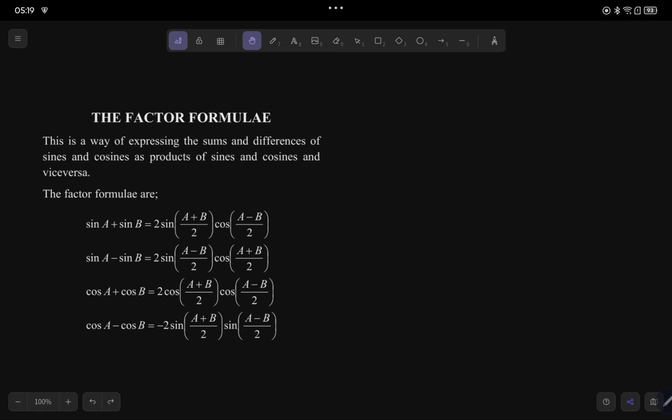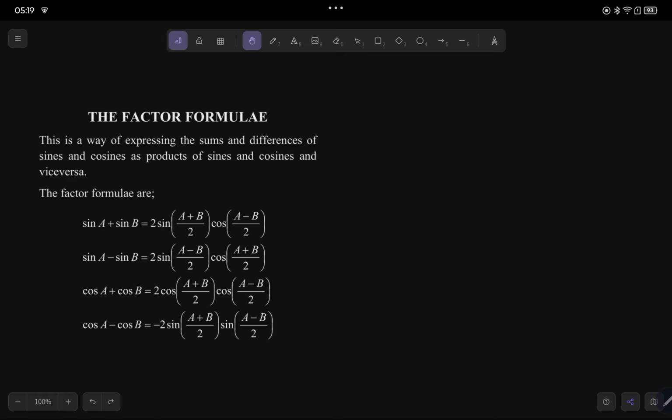Now we have four factor formulae, and the first one deals with the addition of sine. Sine A plus sine B becomes 2 sine cos. We begin with adding the two angles, A plus B, then dividing by 2. Then we subtract the two angles, A minus B, then we divide by 2.